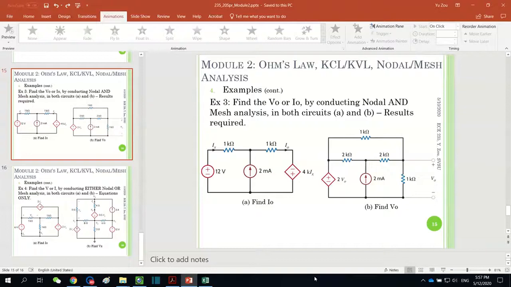Now let's see example 3 here. Find the V0 or I0, whichever is present in the circuit, by conducting nodal and mesh analysis in both circuits A and B. So obviously, for each one of them, we're going to apply one method at a time. So let's see circuit A first.